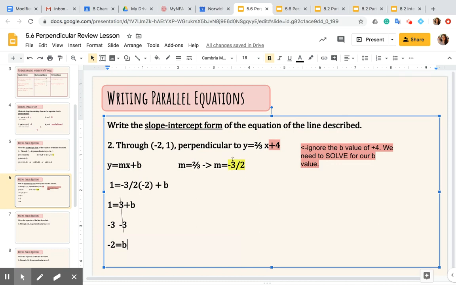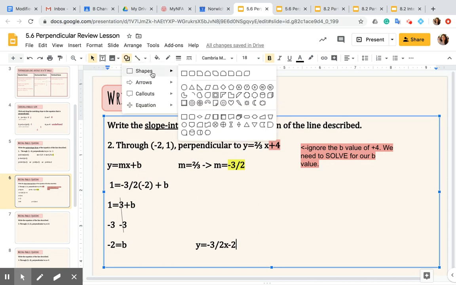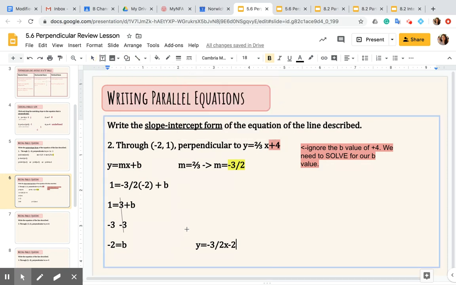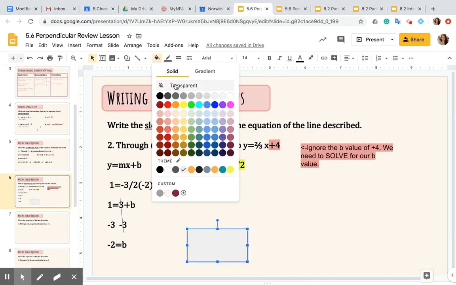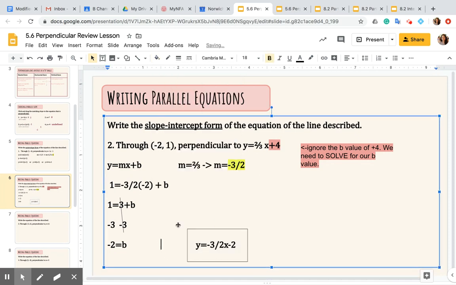I've got the m I want to use. Now all I have to do is put it together in an equation. Y equals -3/2 x minus 2. Here's my final answer. And again, if you want to get real fancy and show me where your final answer is for ones that require a lot of work, I suggest using a box like this. You'll just have to go back and make it transparent by clicking the little paint bucket, so that way I can actually see through it.